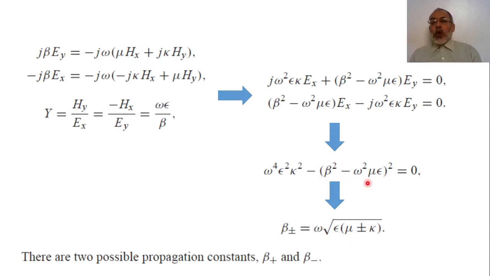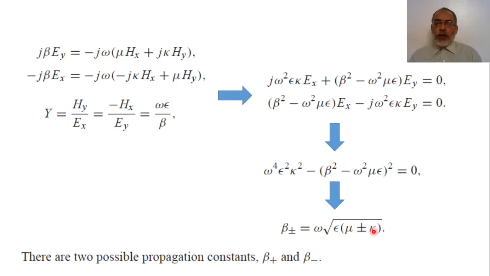The next step is to solve this characteristic equation or this eigenvalue equation to determine the value of beta, or the propagation constant for the plane wave. Because this is a second order equation, it is expected that we have two different values for beta. So we will find beta plus and beta minus, where beta plus is omega square root epsilon multiplied by square root of mu plus kappa, while beta minus is omega multiplied by square root epsilon multiplied by square root of mu minus kappa.